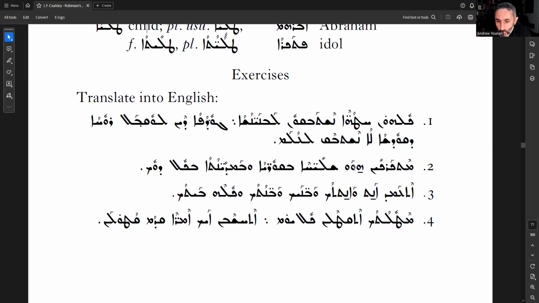It's a quote from, I think, Mark's Gospel. Let me translate this one for you because there's one tricky thing here.